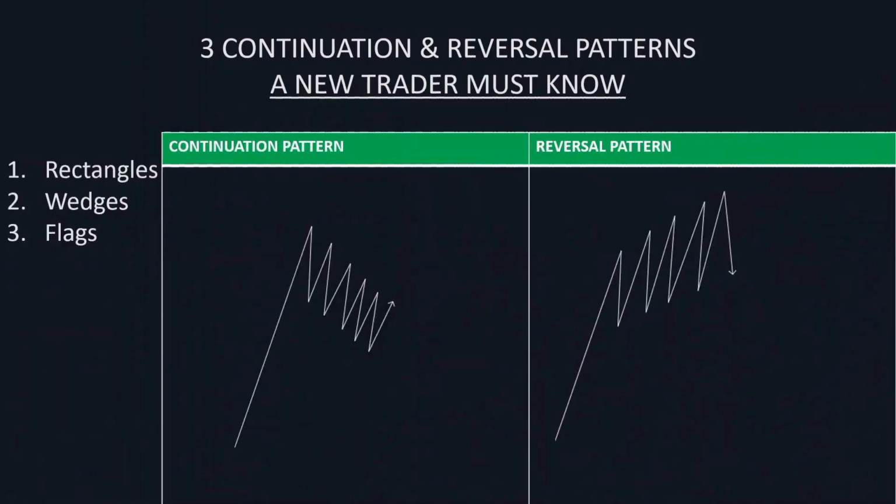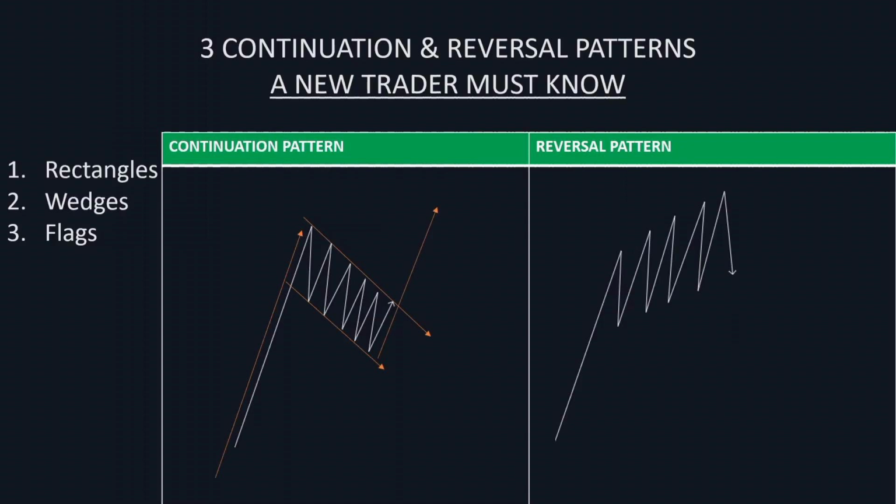Finally, let's talk about flags, one of the most commonly seen patterns in the market. Continuation flag. After an impulse move to the upside, the price starts correcting downward in a tight, sloping pattern. This is your bull flag. To trade this pattern, wait for the price to break above the flag. Enter your buy as the market continues upward.